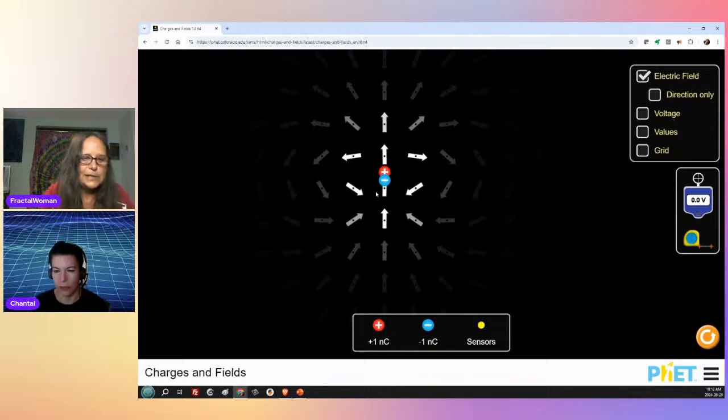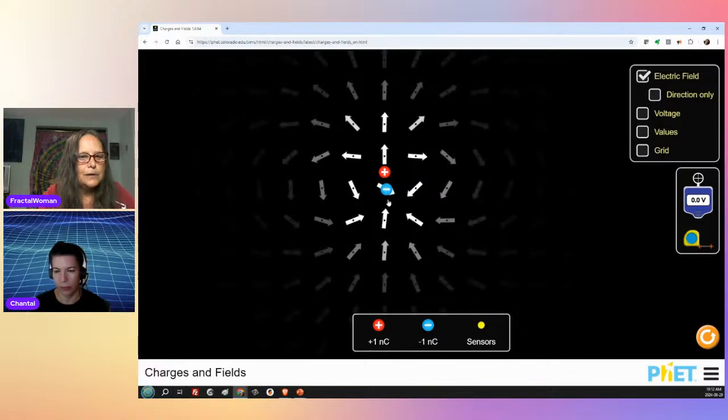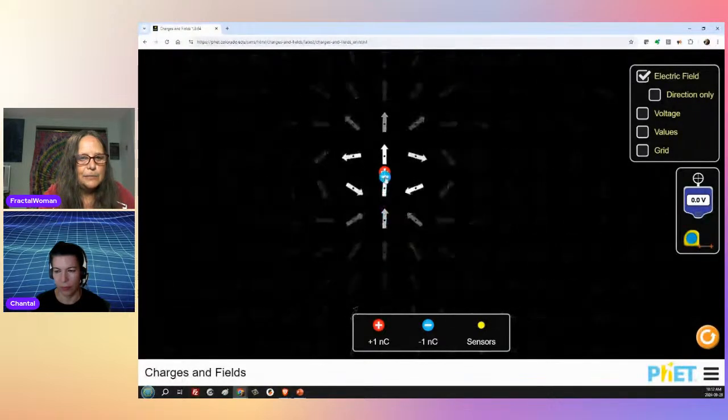So that's kind of how I see the ether in both. There's really no difference. There's not two ethers, one for electric field and one for magnetic field. There's one ether that behaves the same way for both an electric field and a magnetic field.